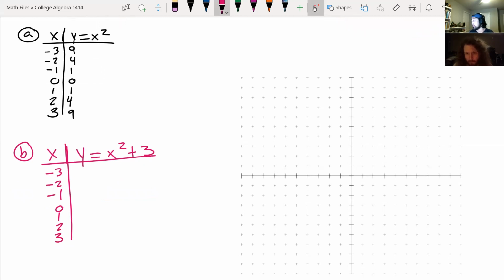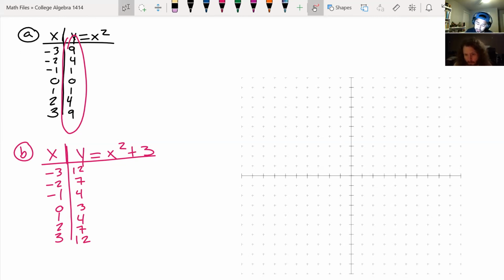So your x values will stay the same. And to make this real easy, one way you could do it is plug them into the function. Or another way to think of it is just take all these y values and add what to them? 3. That's it. So you'd get 12, 7, 4, 3, 4, 7, 12. And there you go. We have just transformed the parent function just by shifting it up 3 units.